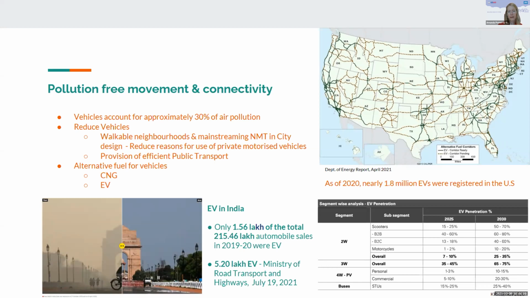Another option that we can do is alternate fuels, which has been promoted. CNG and now EV. Electric vehicles have been something which has been the talk of the town, and things have been working progressively. Here I bring to you the case of two nations, India and US.